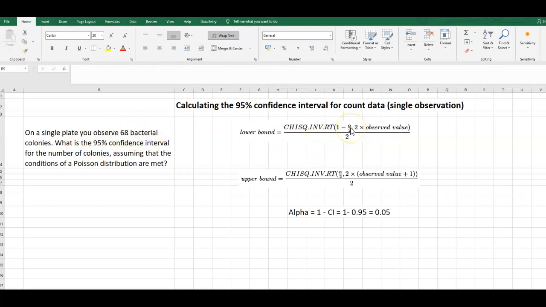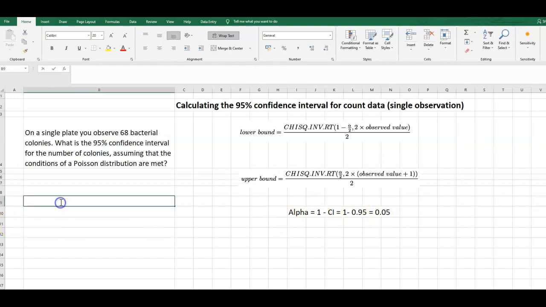What is the alpha value? That's the significance level. We can always calculate alpha simply using this equation, 1 minus the confidence level. In this case it would be 1 minus 0.95, and our significance level alpha would be 0.05. That is the type 1 error that we are willing to make.